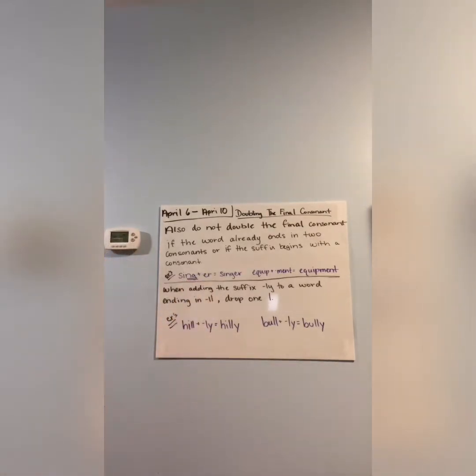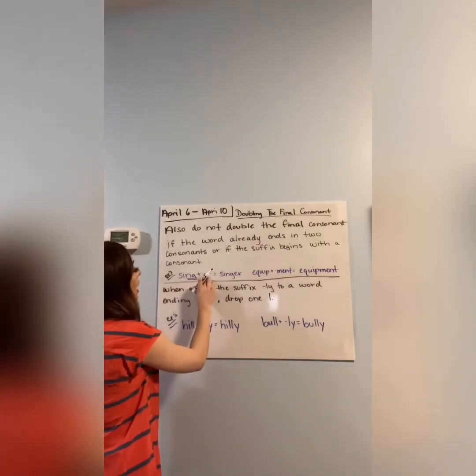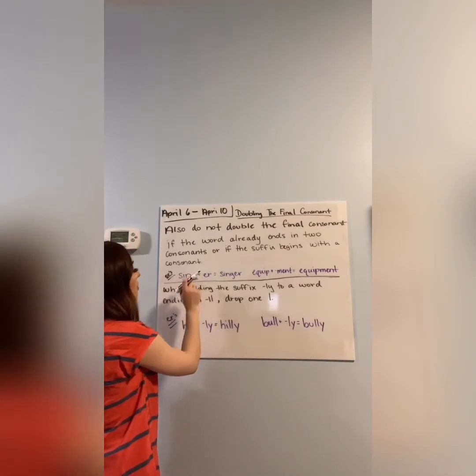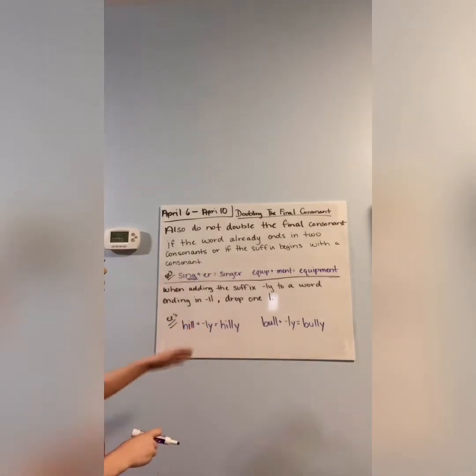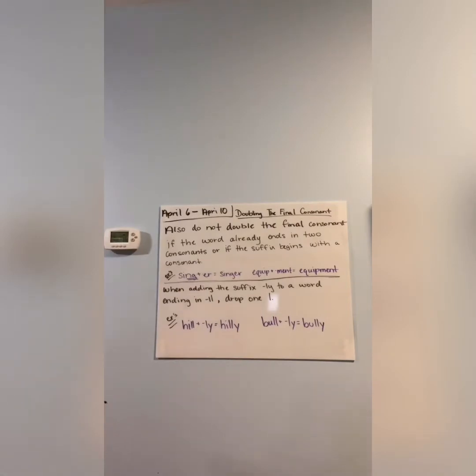So since the word sing ends in two consonants, we would not double the final consonant. Whenever you're adding your suffix, you're not going to double that final consonant G, because the word sing ends with two consonants. So when you add your suffix, it's just going to be singer, S-I-N-G-E-R.